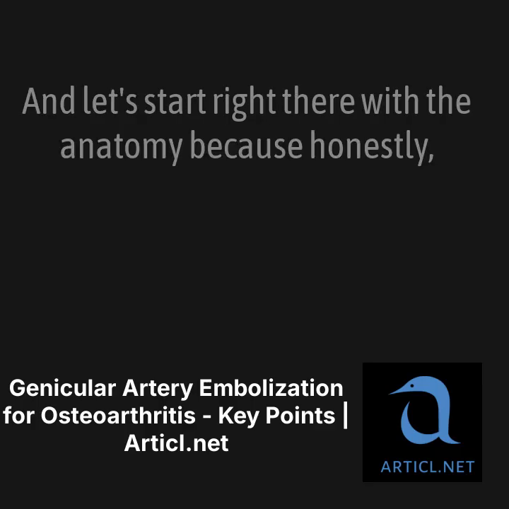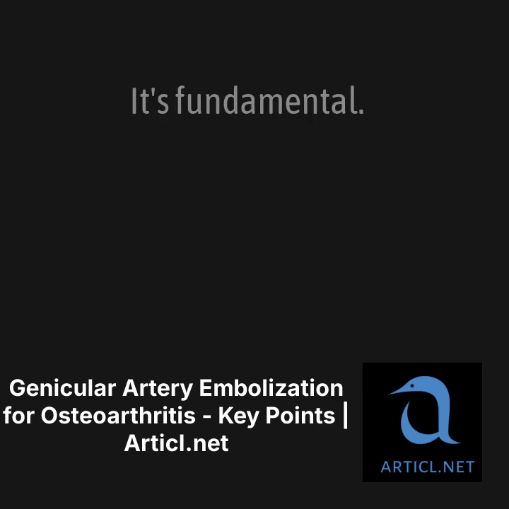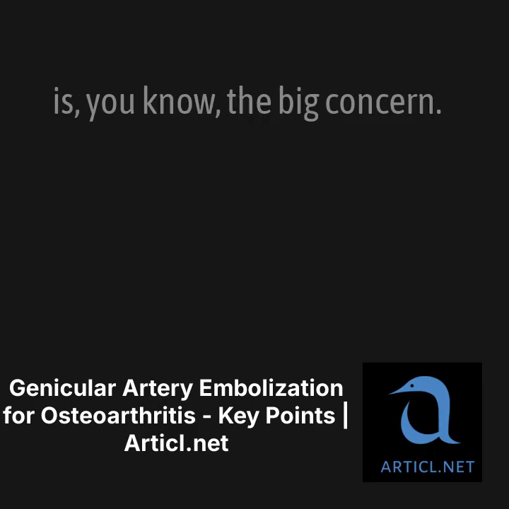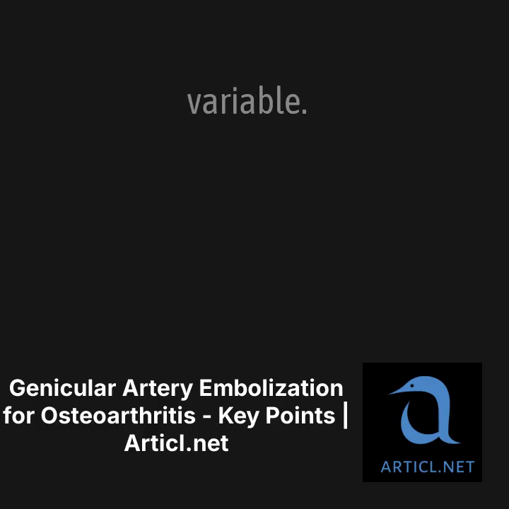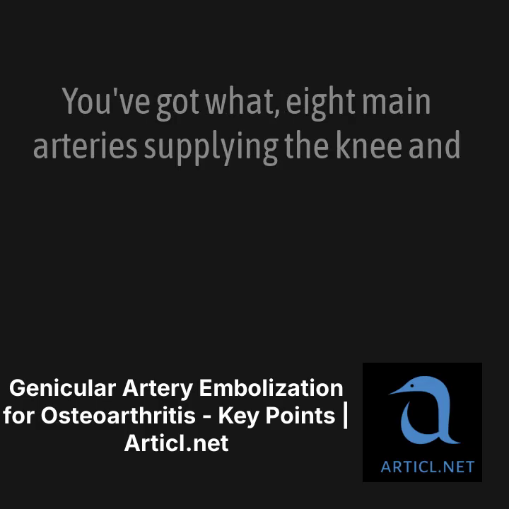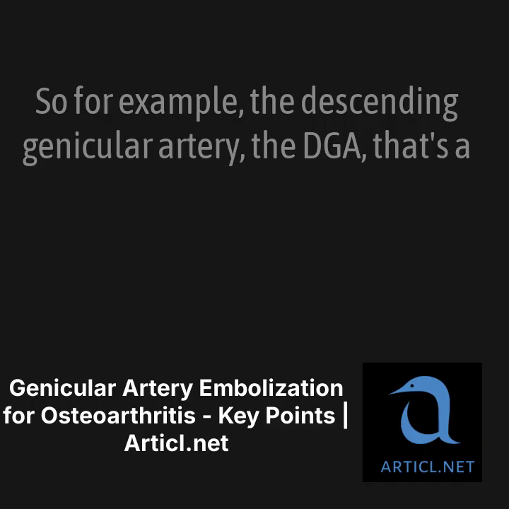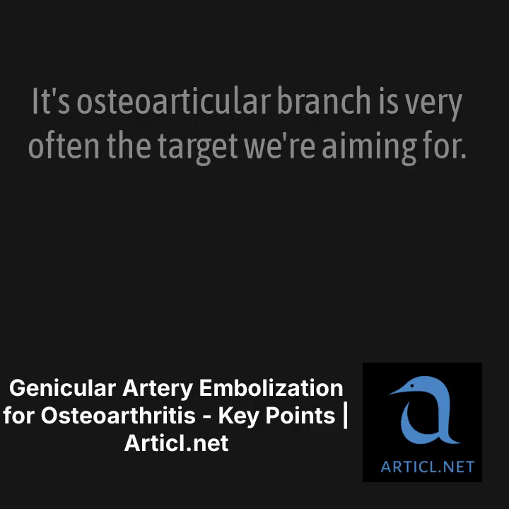And let's start right there with the anatomy, because honestly, understanding this complex network isn't just academic knowledge. Oh, absolutely not. It's fundamental. It's your roadmap to avoiding non-target embolization, which is the big concern. We're talking about a highly variable system here. Extremely variable. You've got 8 main arteries supplying the knee, and they're all interconnected with extensive anastomoses. So, for example, the descending genicular artery, the DGA, that's a big player, especially in medial OA, right? That's right. Its osteoarticular branch is very often the target we're aiming for.